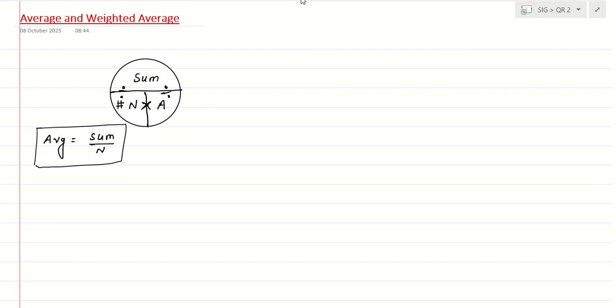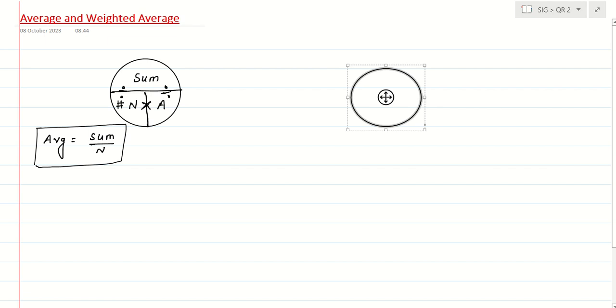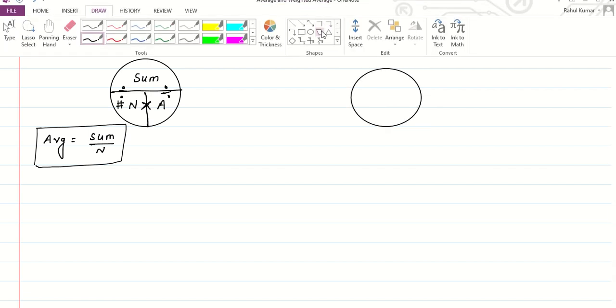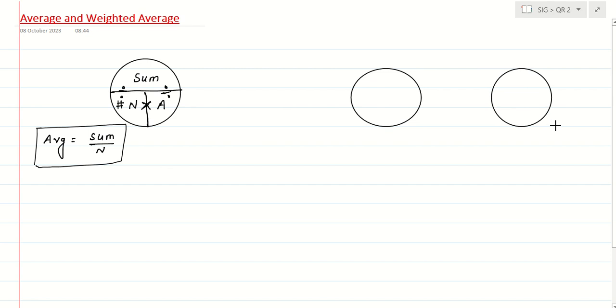Let's also try to understand. I'll make 2 pies, not only 1 pie. 1 pie here, let me take one more circle. This is group 1, and this will represent group 2. You can take the example of any group, let's say an employees group or students group or section, right?